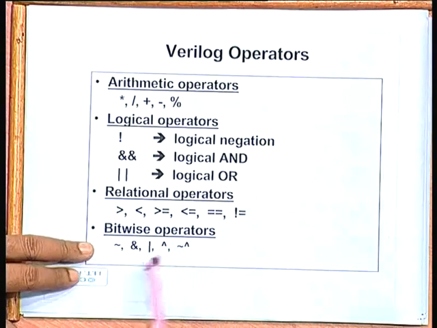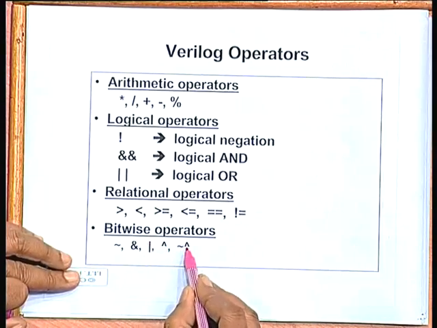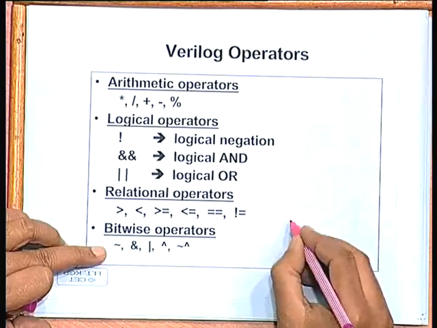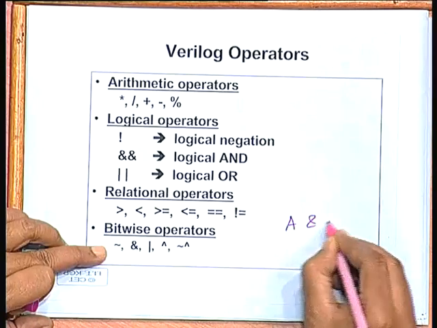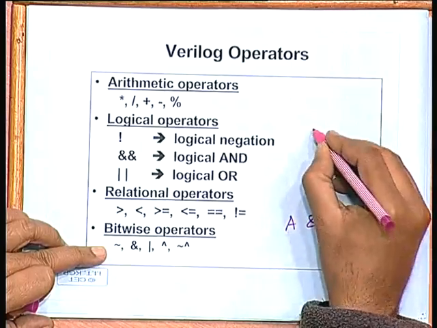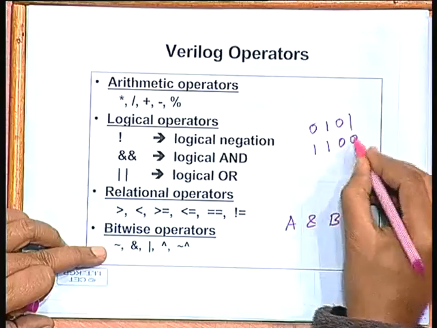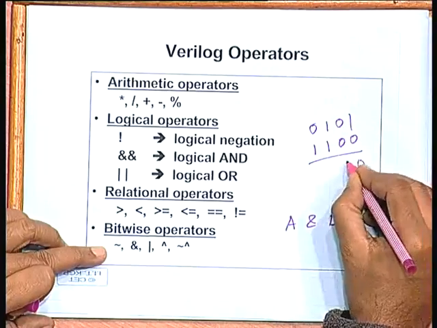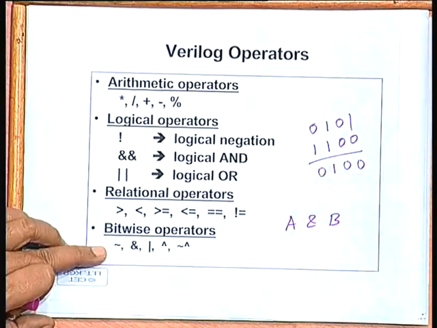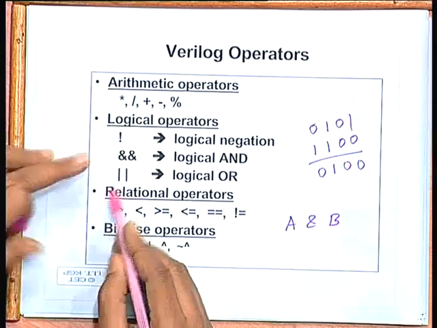Bitwise operators are not, AND, OR, XOR, XNOR. Bitwise means if you say A and B, then there will be a bitwise ANDing. Say A is a 4-bit number, B is also a 4-bit number, there will be a bit by bit ANDing, 0, 0, 1, 0, this will be the result, right. And logical operators are used only in case of relational expressions in an if statement, if this and this, like that.